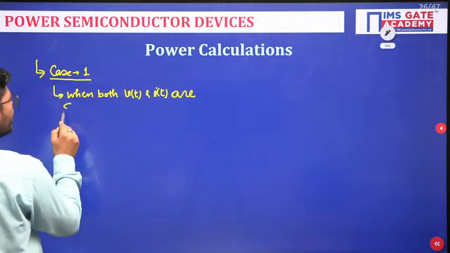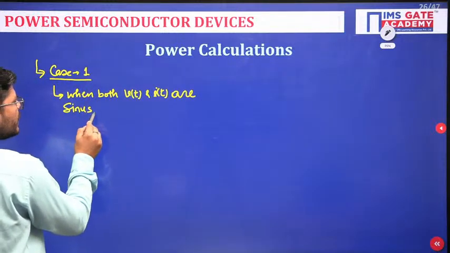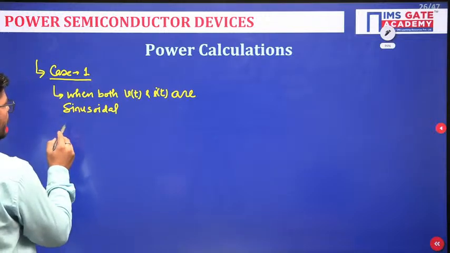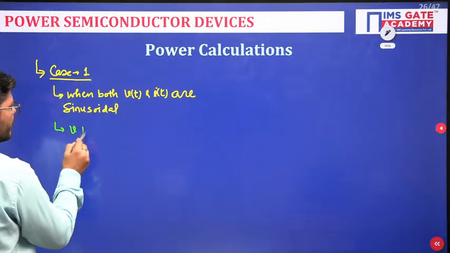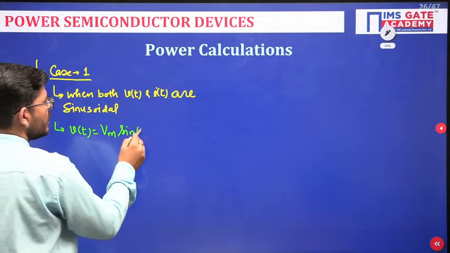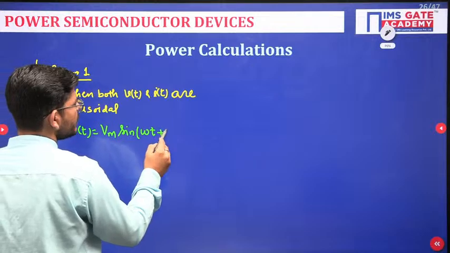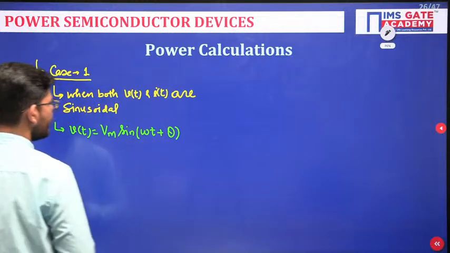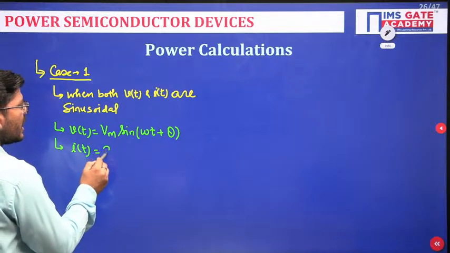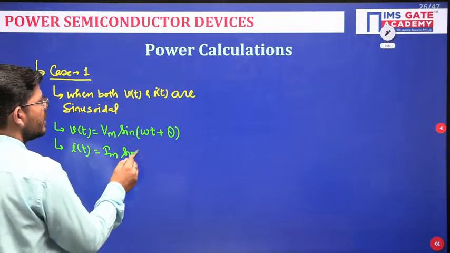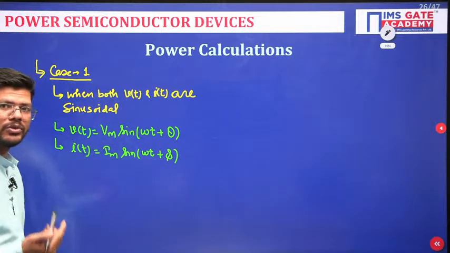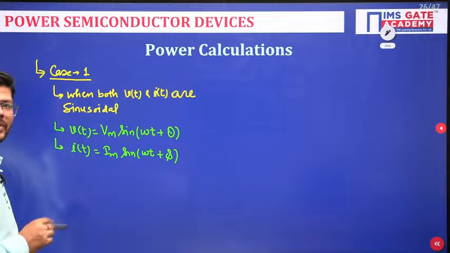When both voltage and current are sinusoidal quantities. For example, we have voltage v(t), which is Vm sine omega t plus theta, and we have current which is Im sine omega t plus phi. So both are sinusoidal and of the same frequency.